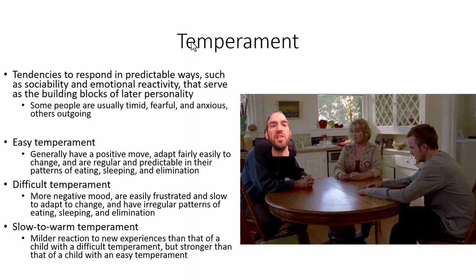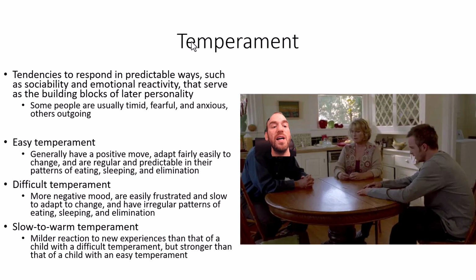Temperament is the tendency to respond in predictable ways, such as sociability and emotional reactivity, that serve as the building blocks of later personality. Some people are usually timid, fearful, and anxious. Others are outgoing. There are typically three types of temperament. There are other models, but these are the classic three.